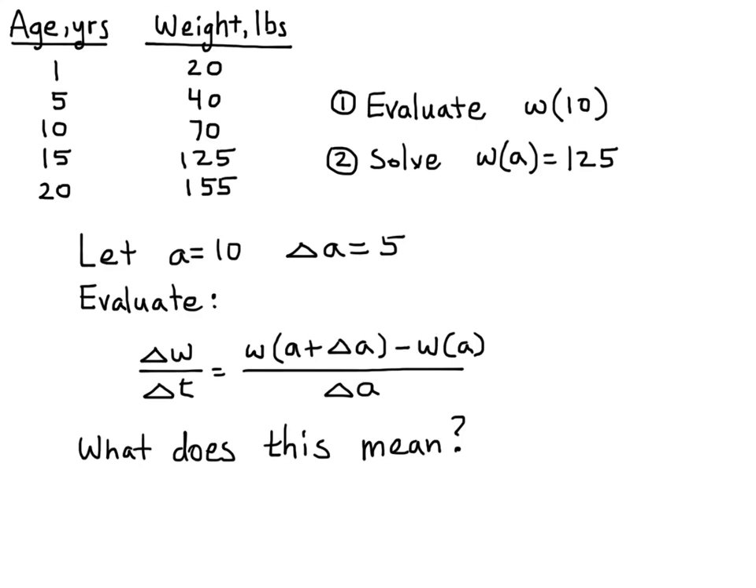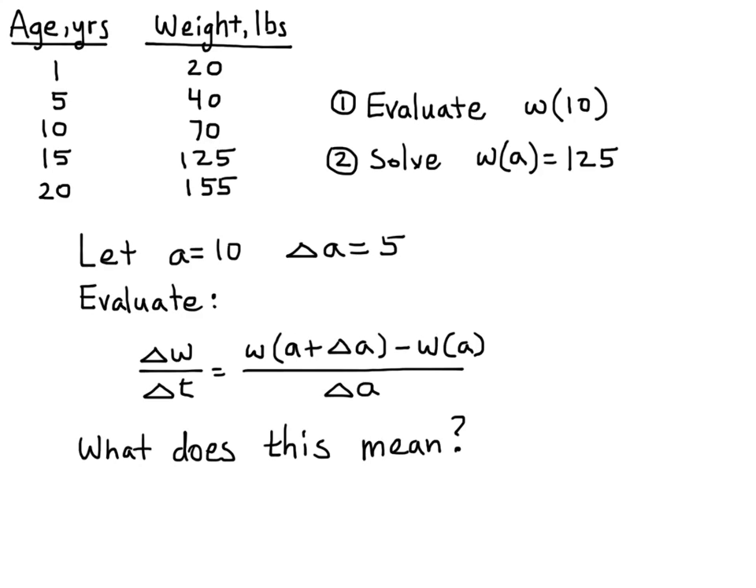Okay, well, let me write this on the board. If we look at just a regular slope of a line, we have y2 minus y1 over x2 minus x1. So let me translate that table into a graph. If I'm at 10 years, I'm looking at 70 pounds. So that's one point on my table.